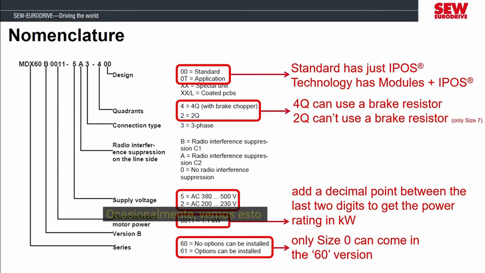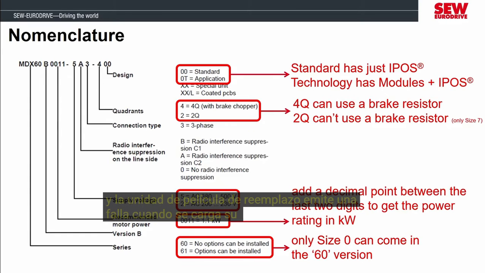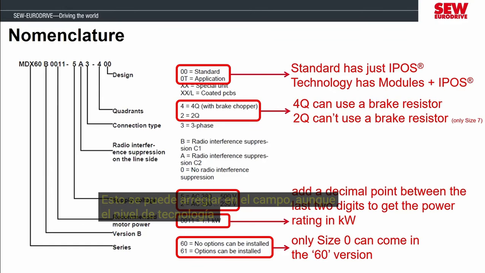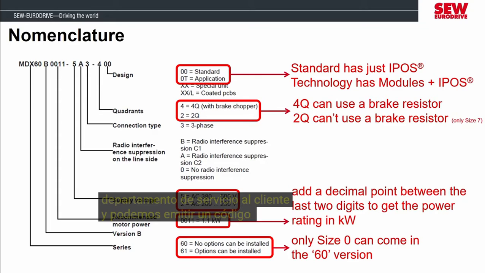We do see this occasionally where the wrong IPOS level is ordered and the replacement MOVIDRIVE issues a fault when the parameter backup is loaded. This can be fixed in the field though. The 0T technology level can be ordered afterwards with our customer service department, and we can issue a unique software code for the serial number of the MOVIDRIVE, which will unlock the technology level.